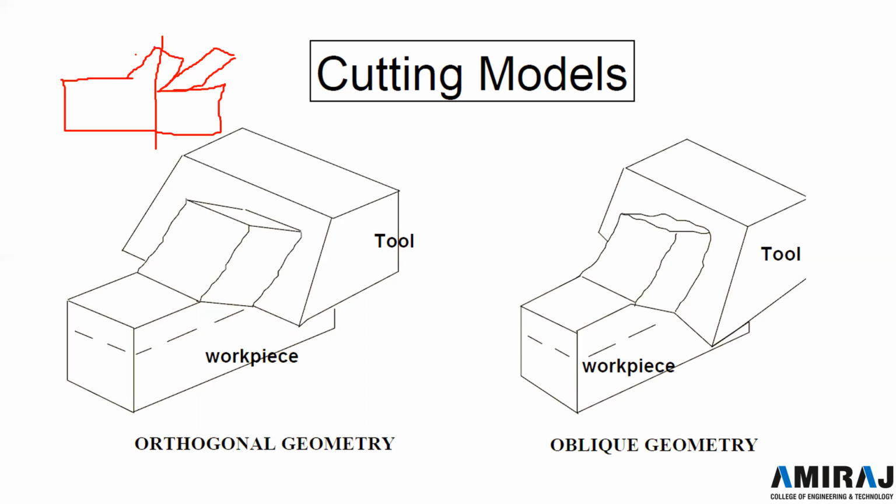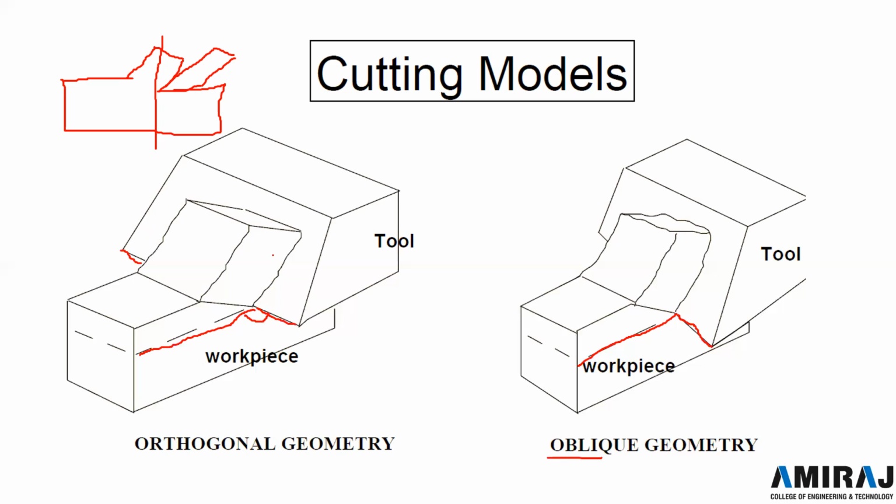There will be no oblique. Here you can see the tool is at 90 degrees with the workpiece, okay. So the angle over here is 90 degrees, okay. But in oblique cutting the tool is inclined at a certain angle, and the cutting takes place at some inclination. There are certain advantages of oblique cutting.